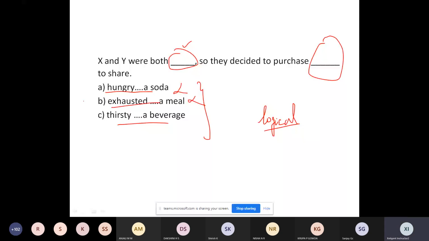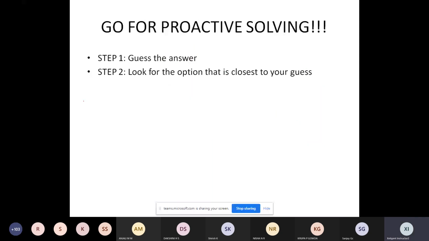So here are the steps which I have put up. Go for proactive solving. What do you mean by proactive solving? Any idea about this? Proactive solving.